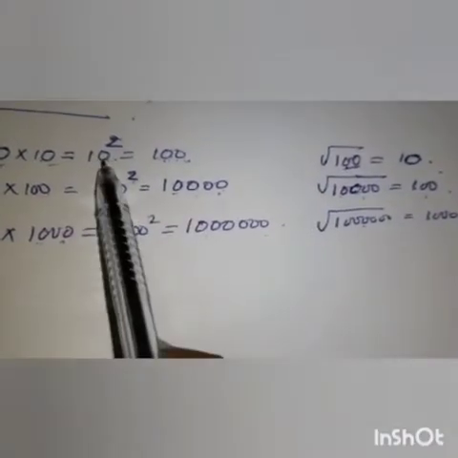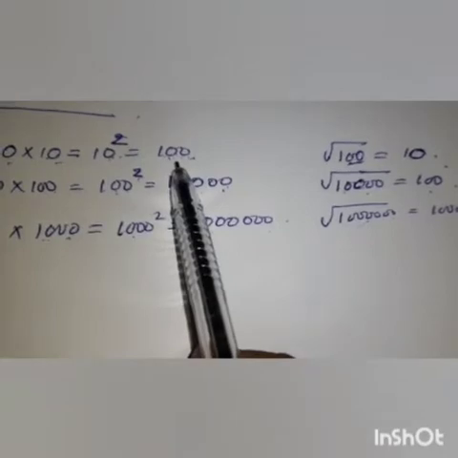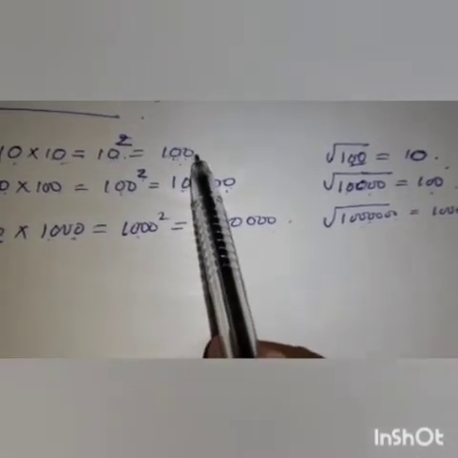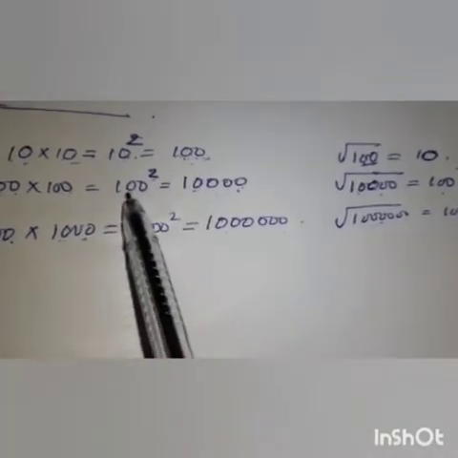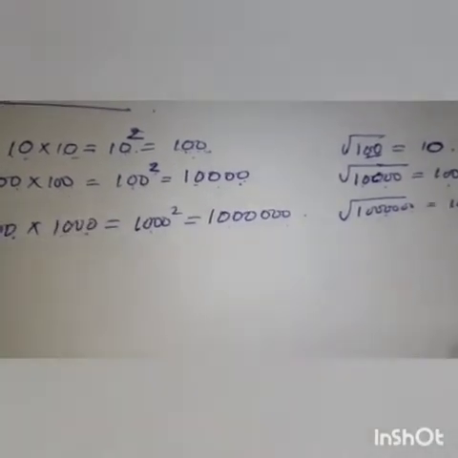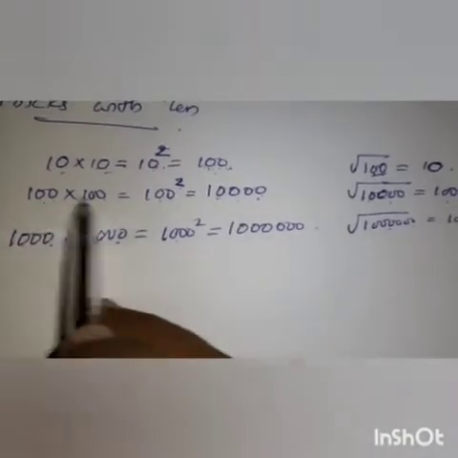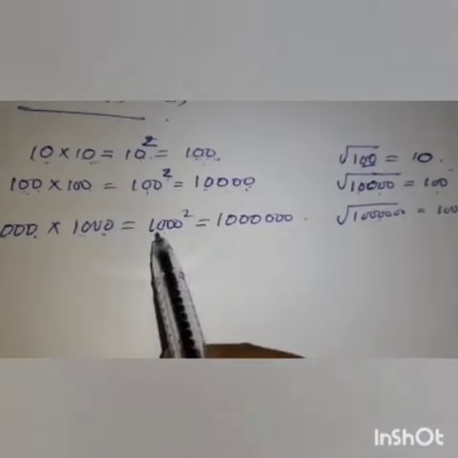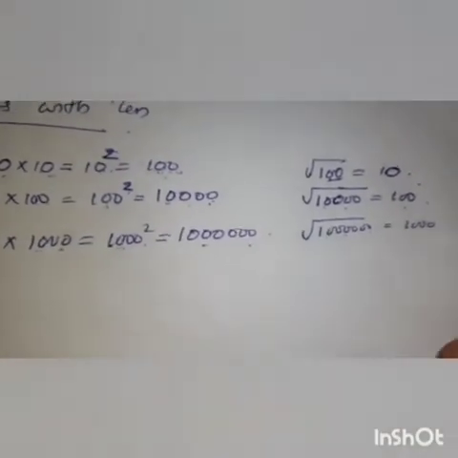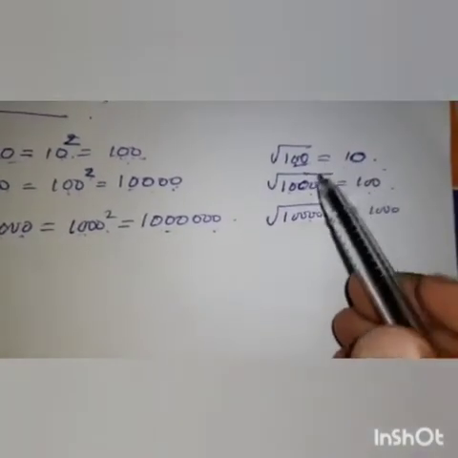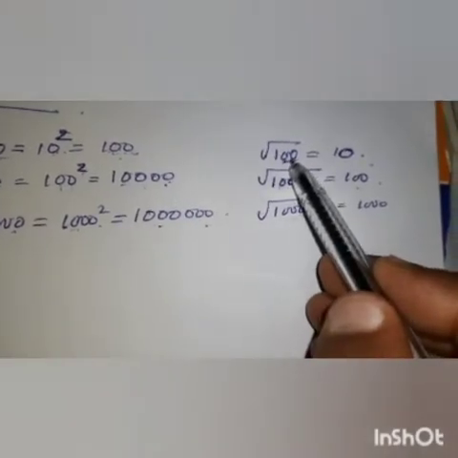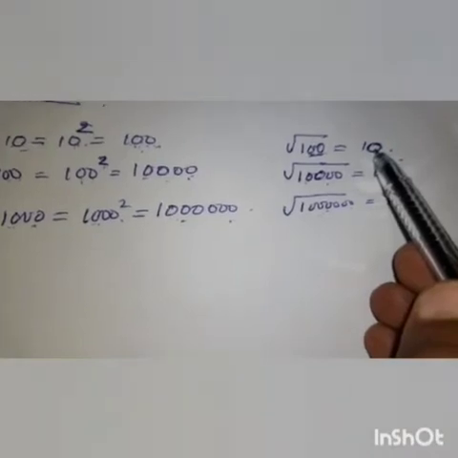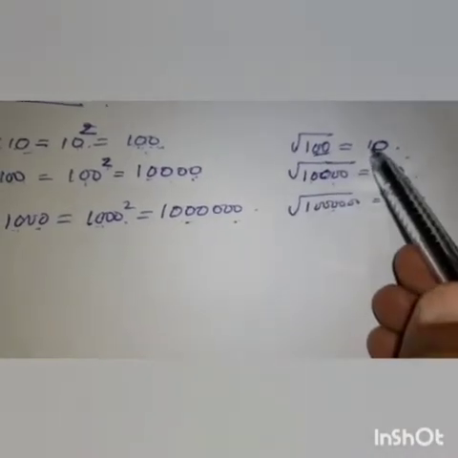So once it becomes a square, the number of zeros should be doubled. Here 1 zero, you are getting 2 zeros in the answer. Here you have 4 zeros, which is double of 2, and 6 zeros is double of 3. Then in square root it is reverse. If it is 2 zeros here, in the answer there should be only 1, because you are taking only half of that.